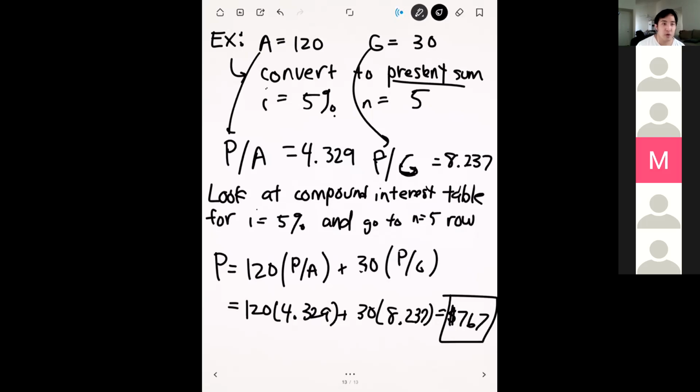For me, I don't really care which method you use, as long as you show me your work. So if you're going to use the tables, make sure that you actually write down the factor that you got from the table, and write down that you got these numbers from the compound interest tables. If you show me your process, either way is fine. Are there any questions on this?